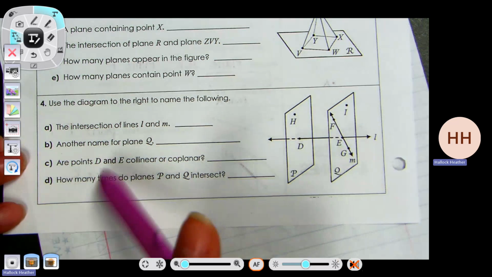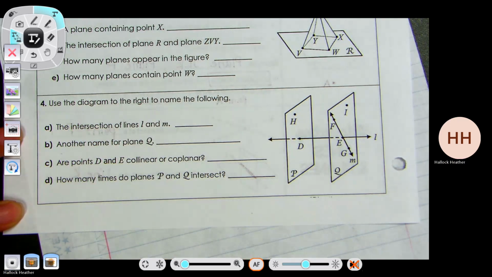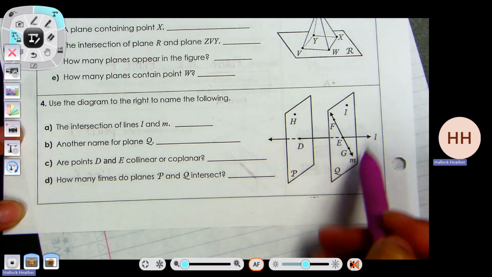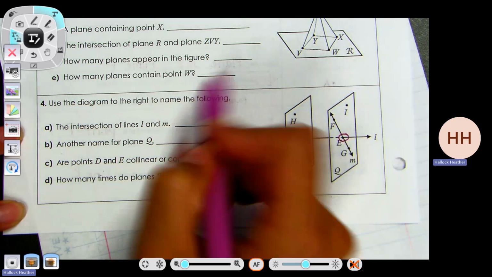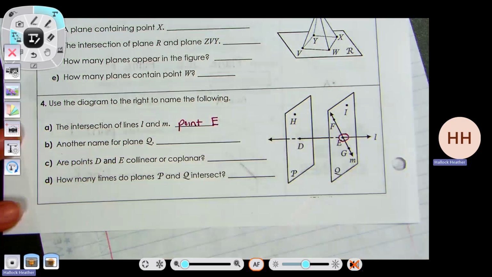Okay, number 4. Where's the intersection of lines L and M? Point E. So L goes this way, M goes this way, so they cross right here. So point E. Huh? I thought, did you say F? I think you said F instead of E.